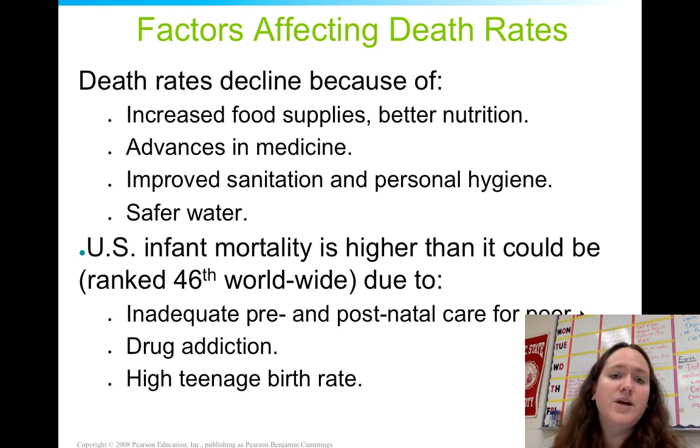In the United States, we actually have a higher infant mortality, though, than we should. We're ranked 46th in the world, and the reasons are because we have pretty inadequate health care for poor people. So unless you have a lot of money and you can afford really good health care and insurance, a lot of poor individuals don't get good health care. We have a lot of drug addiction problems, and we have a high teen birth rate. So because of all that, we end up having more infants dying than most countries would at our stage.